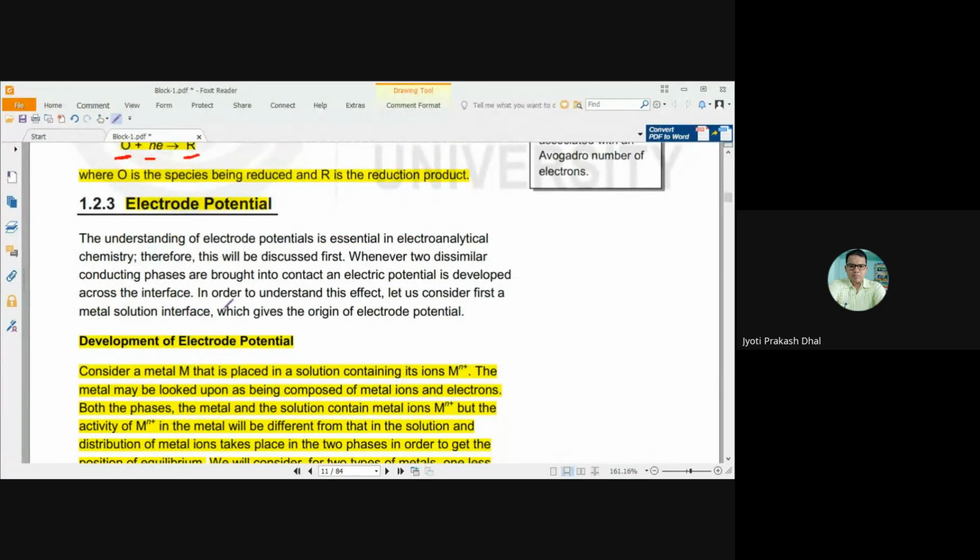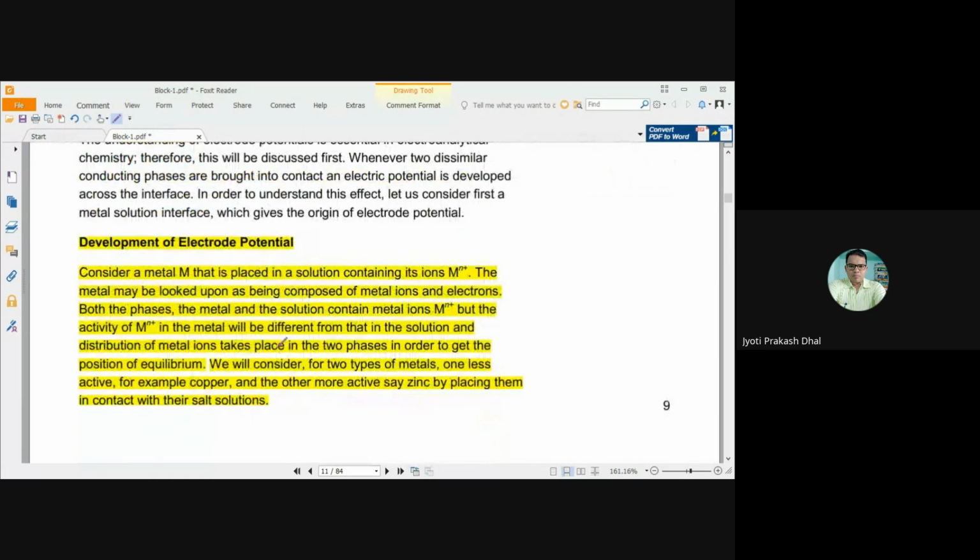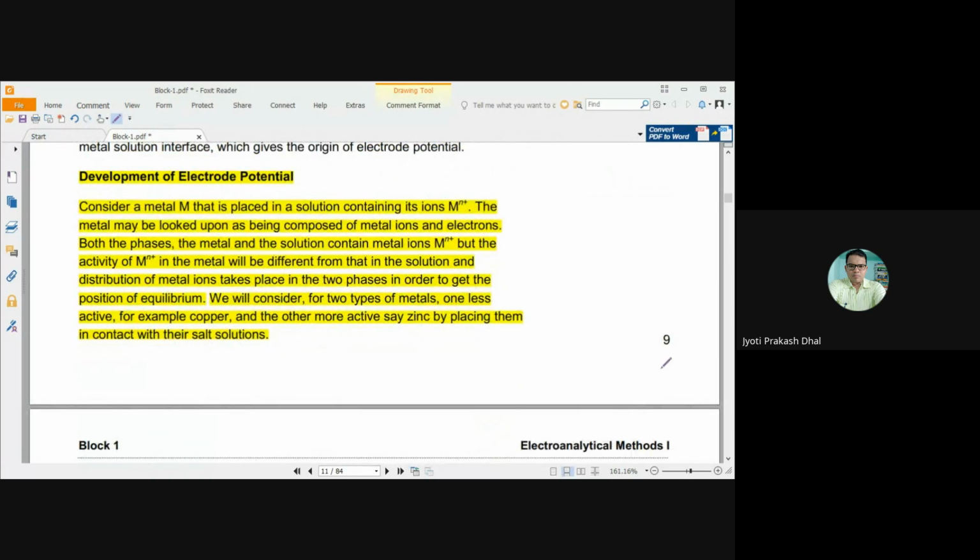Now coming to the electrode potential. First we will discuss how electrode potential is developed. In order to discuss that, we should go through a particular example of how the electrode potential develops.